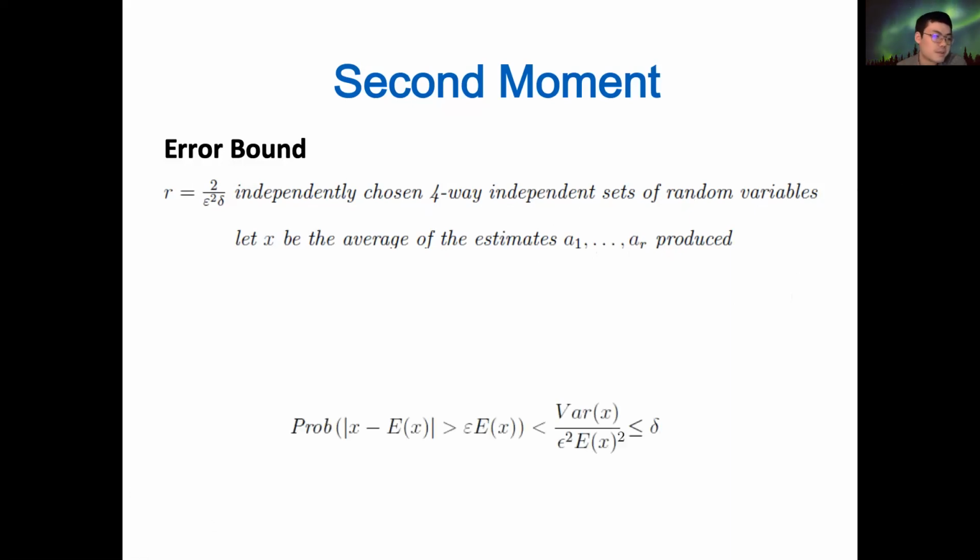So if you remember, we have the Chebyshev inequality, which says that the probability of being farther than C from the expected value is at most your variance divided by C squared. Now we are using C as epsilon E. Then this is epsilon squared E squared. Okay, this is using our Chebyshev inequality.